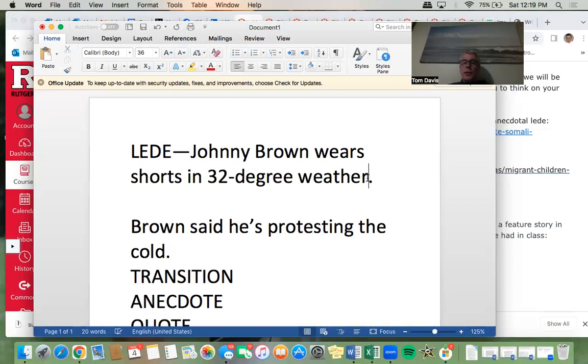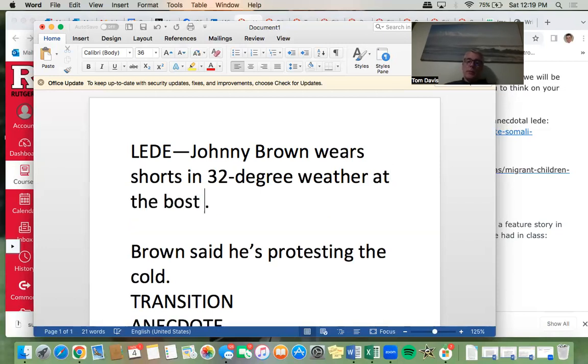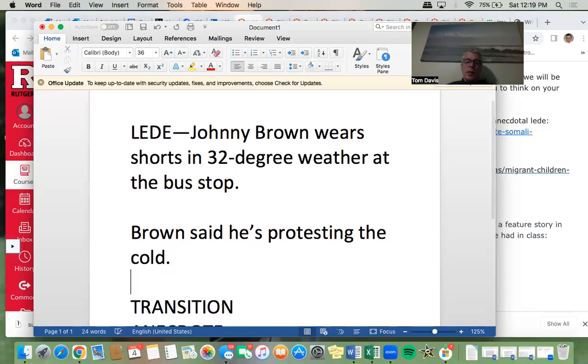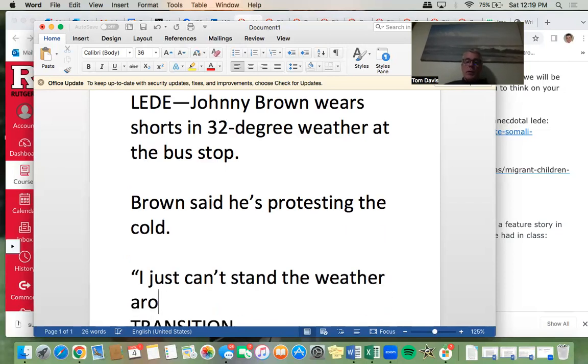Maybe you say he wears shorts in 3-degree weather at the bus stop, one of the worst places to wear clothing like that because the wind always comes in like crazy. So you don't really know what's going to happen next, yet he's protesting the cold. And then a good colorful quote: maybe, "I just can't stand the weather around here," he said. So this is basically the start of the story.